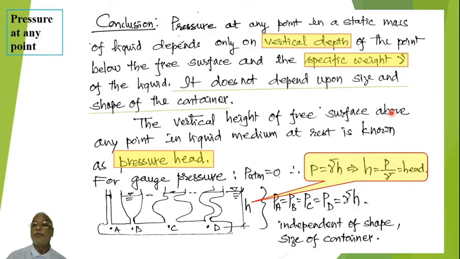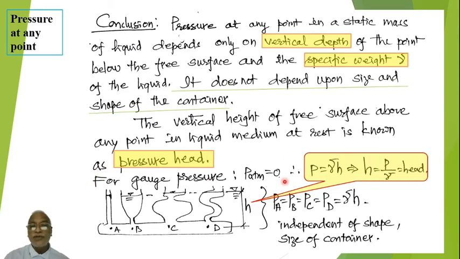So one should know that pressure at any point in a static mass of fluid depends only on the vertical depth of the point below the free surface, and also the specific weight gamma of the liquid. It does not depend upon the size and shape of the container. The vertical height of the free surface above any point in a liquid medium at rest is known as pressure head. Whatever we have represented as h earlier will be referred to as pressure head.